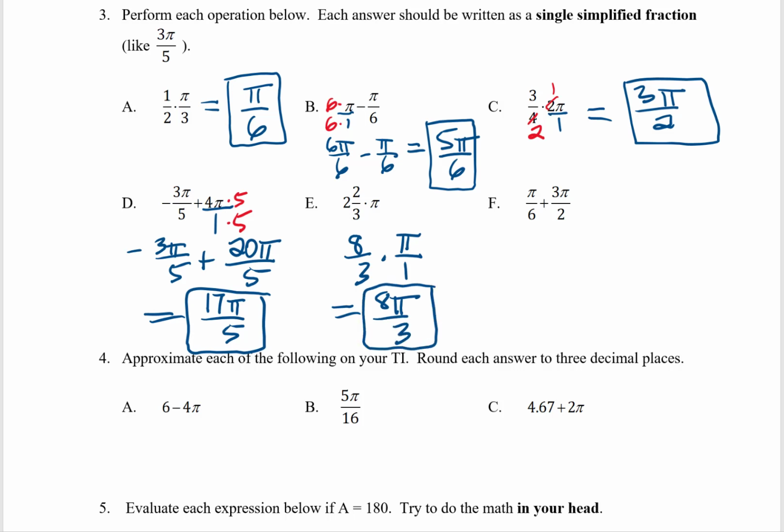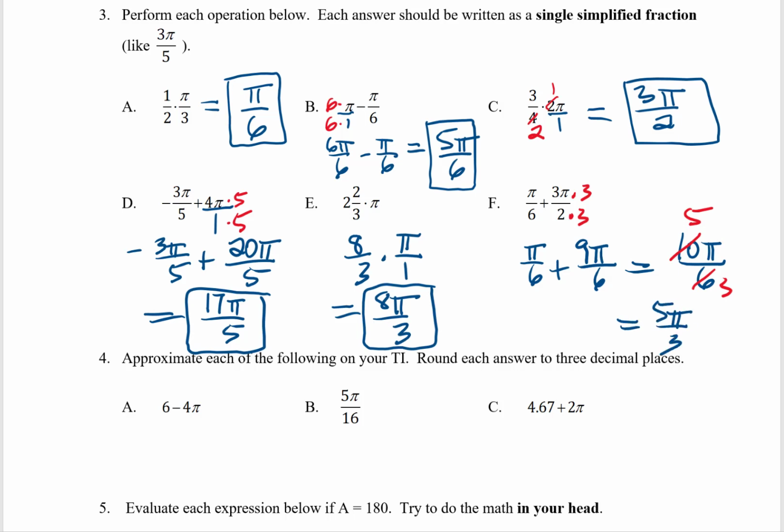Here's another addition problem. Common denominator would be 6, so I'll have to fix this one by multiplying top and bottom by 3. That gives me pi over 6 plus 9 pi over 6. Pi plus 9 pi is 10 pi. Keep the bottom the same. This time I do have some reducing I can do at the end. I have a common factor of 2 that I can divide out. Final answer, 5 pi over 3.